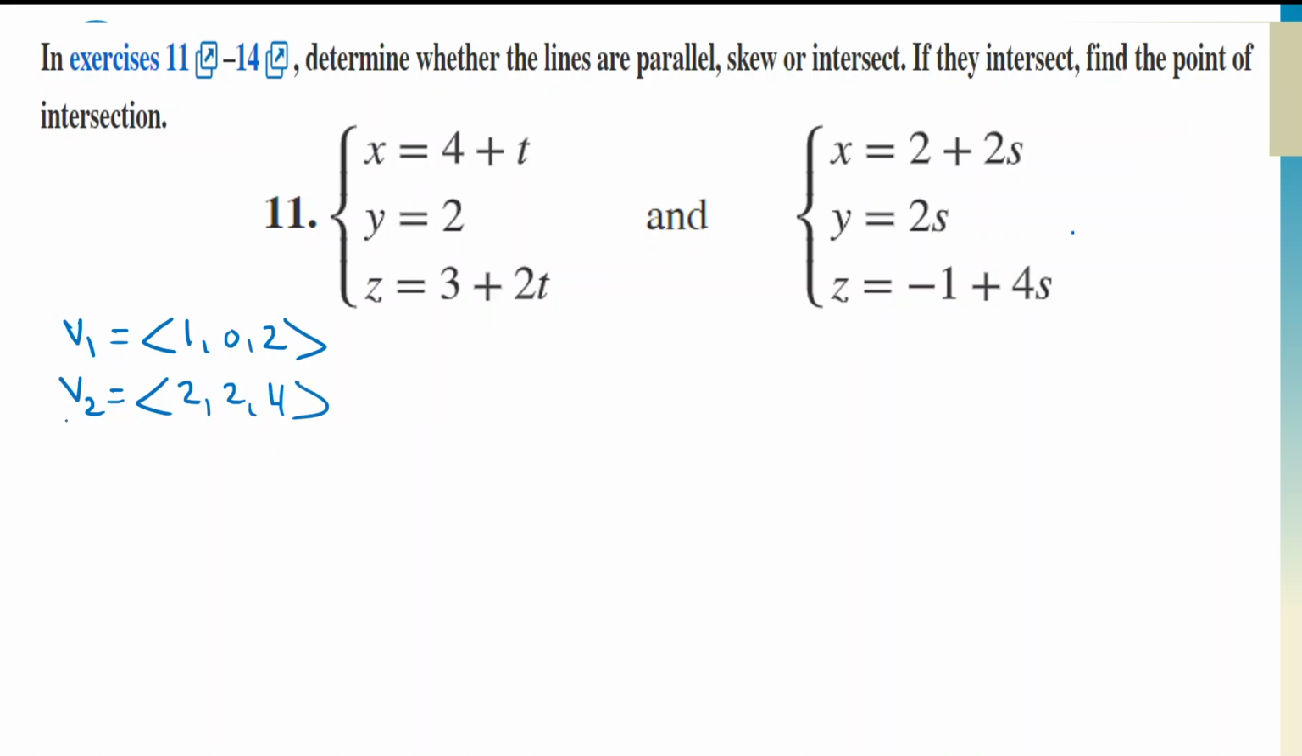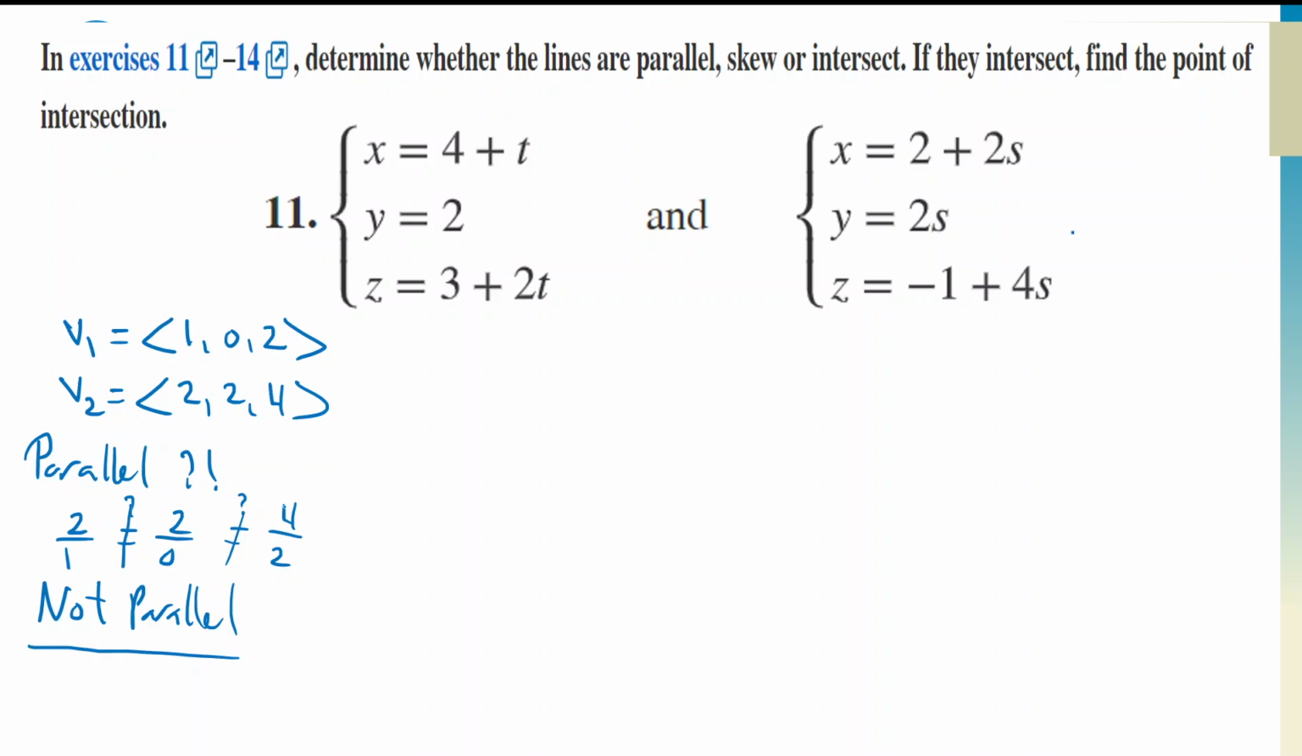Okay? Now let's check if they are parallel or not. We always start with parallel or not. I need to find the ratios. So it's 2 over 1. Is it equal to 2 over 0? Is it equal to 4 over 2? Notice they should all be equal to each other. These are not equal to each other. These are not equal to each other. So this is not parallel. It's not parallel.